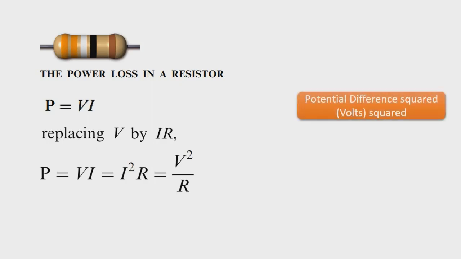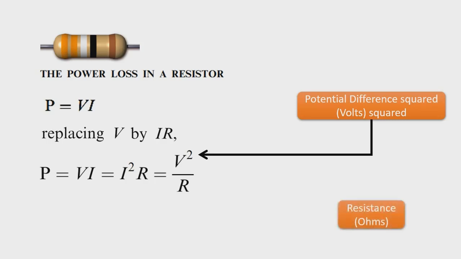So our formula for power loss is either I squared times R or V squared over R. The potential difference, which is squared, over the resistance, which is in ohms, is how we can calculate power loss in a resistor. Or, we can also calculate power loss in a resistor using I squared times R.